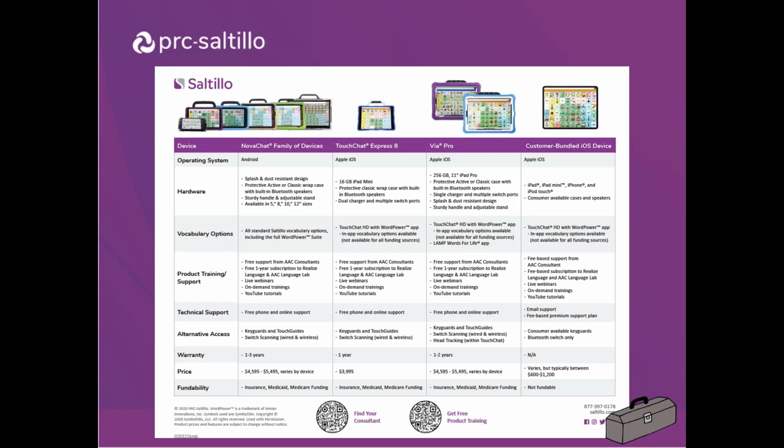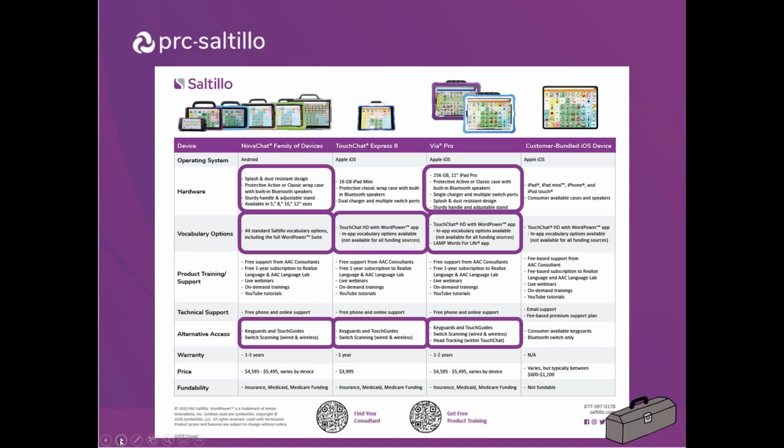And then our dedicated devices have the 3-year warranty. We have a TouchChat Express 8 as our iOS option, and the VIA Pro with TouchChat with Word Power. So again, looking at those different sizes, the supports, key guards and touch guides and switch scanning are available on both of those. And then on the VIA Pro with TouchChat with Word Power, you do have the ability to do head tracking, utilizing the facial recognition capabilities of that iPad Pro. So that just adds one more alternative access option. And then there are those bundleable iOS DIY options, as we said.